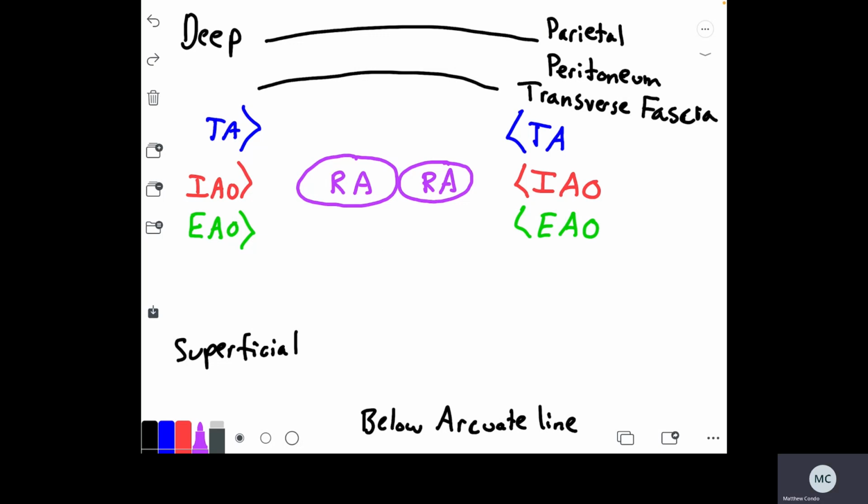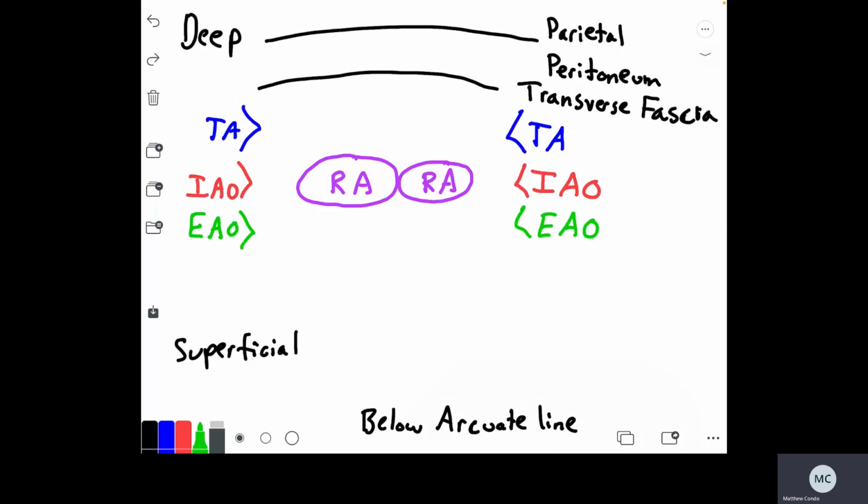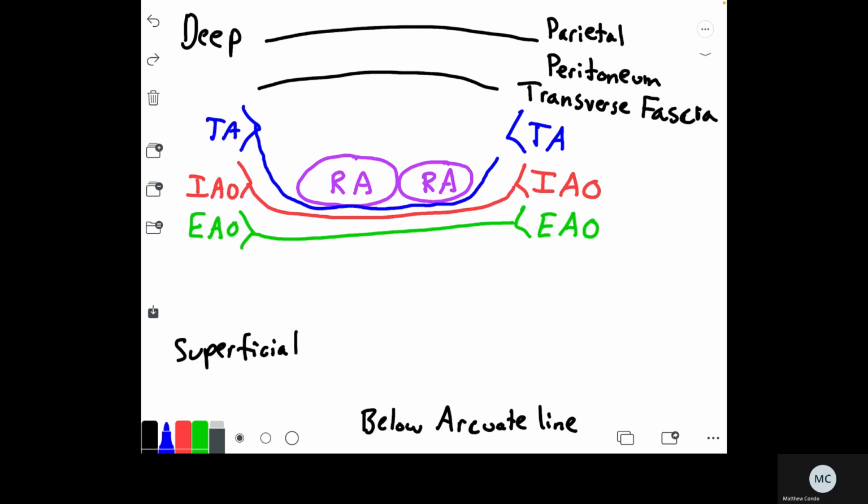So what we're going to have below the arcuate line is a little different representation. The first one I'm going to draw in here is the EAO. EAO is going to stay superficial to rectus abdominis. IAO, the entire fascia, will stay superficial to rectus abdominis. TA will also, all the way around, stay superficial to the rectus abdominis.